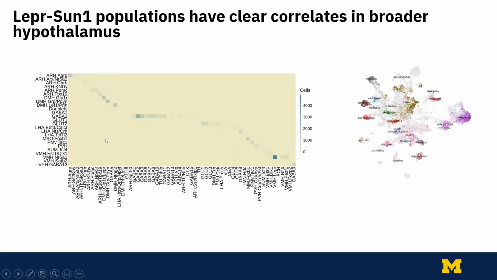And comfortingly, we see that our leptin receptor SUN1 populations have essentially one-to-one correlates in the broader hypothalamus, with the exception of these unidentifiable GABAergic glutamatergic populations in the middle here that are likely aggregates of a wide variety of hypothalamic populations.